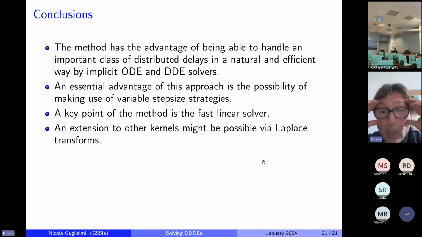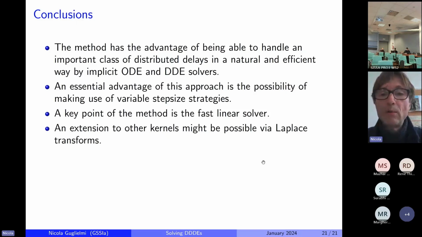So what is the final message? Well, in this way, we can apply ODE and DDE solvers without doing anything more. This is nice, in particular if one is lazy and doesn't want to develop a completely new approach, and also wants to combine very traditionally experimented solvers with this kind of problems.